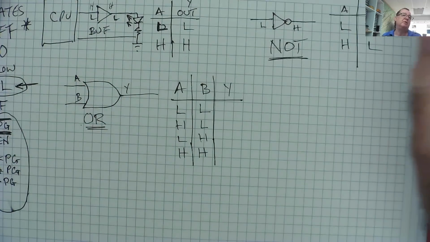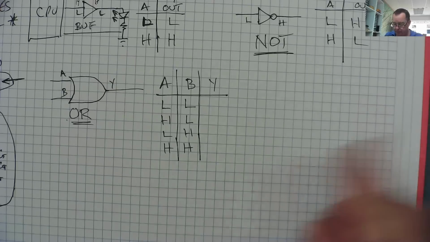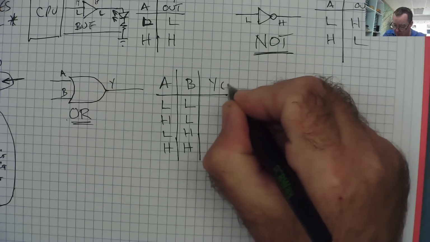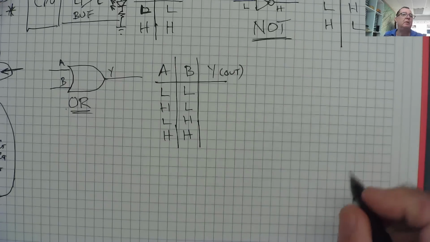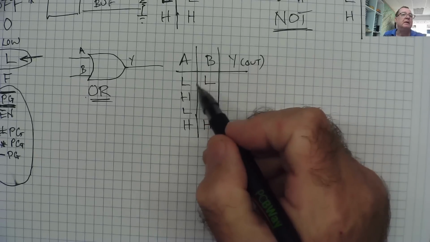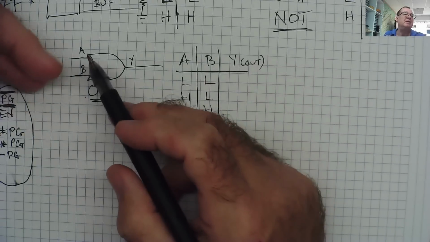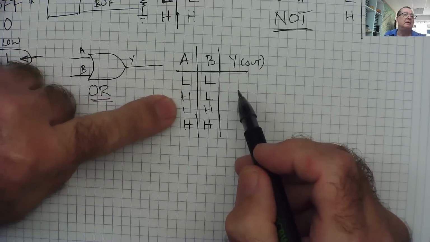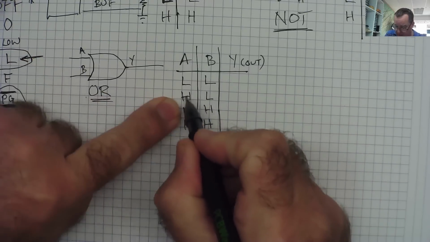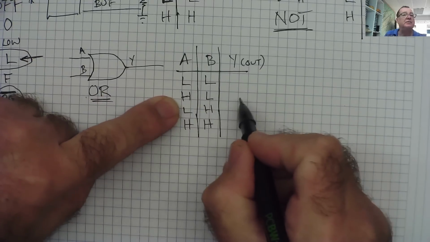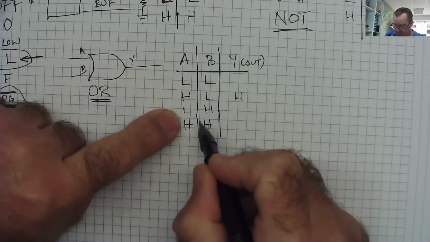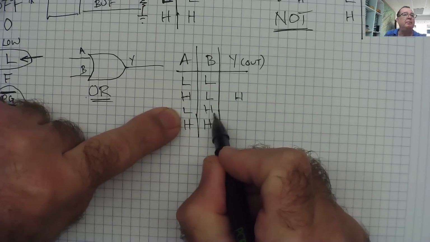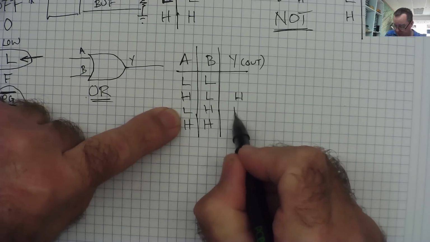That's the only possible combinations. It's only possible combinations with 2 inputs. What's on Y? The out. Well, it's an OR gate. I said when this is high or this is high, the output will be high. In this case, second one down, A is high. Yeah, so the output will be high. On this one, B is high, so the output will also be high.